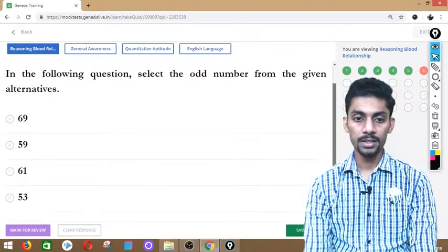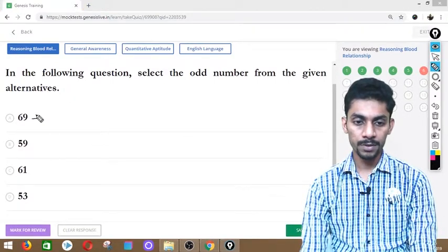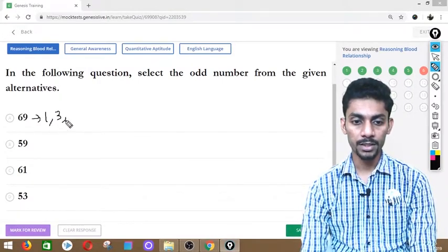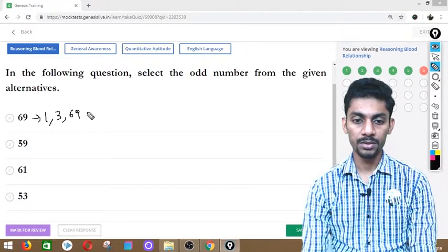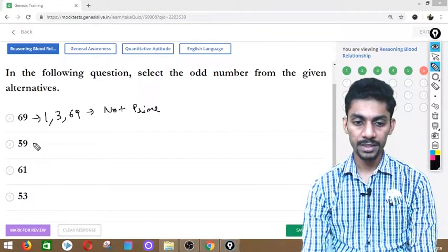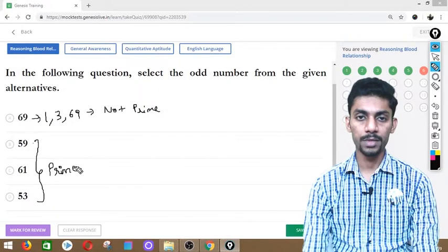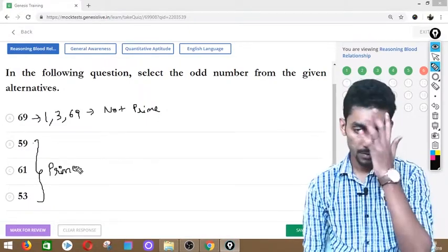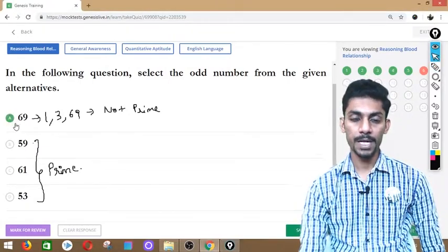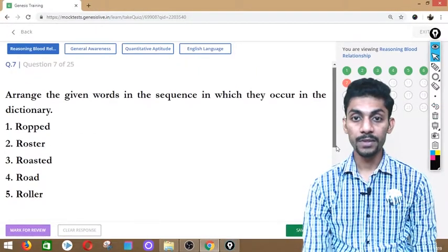So next one. In the following question, select the number which is not prime from the given alternatives. This number is divisible by 1. This is divisible by 3 also. 3 how many times? 23 times. Okay, it is divisible by 69. So this is not prime. 59, 63 and 51 all are prime numbers. It is divisible by 1 and itself. Clear? So answer is 69 here, because that is not a prime number. Yeah. Yes. Next one, question number 7.